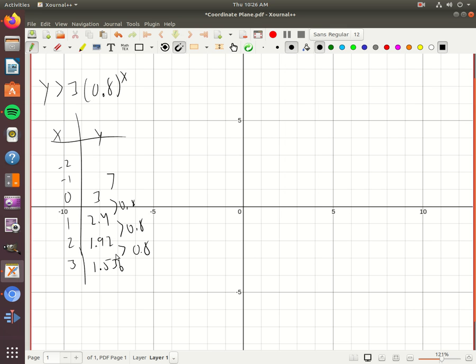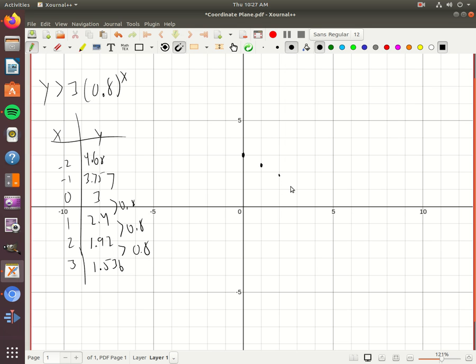So if I'm going to multiply by 0.8 in this direction, I'm going to divide by 0.8 in this direction. So 3 divided by 0.8 is going to be 3.75. And then 3.75 divided by 0.8 is going to be 4.68 or 4.7. And the reason I want to do that is I want to have a couple of points back here. If I just graph from here, that's 2.4. It looks really sort of unfinished, I think.